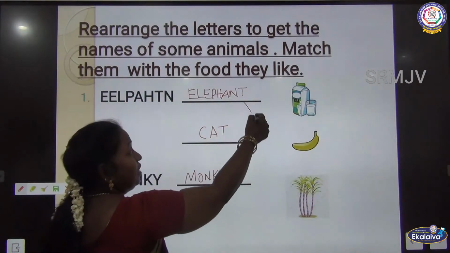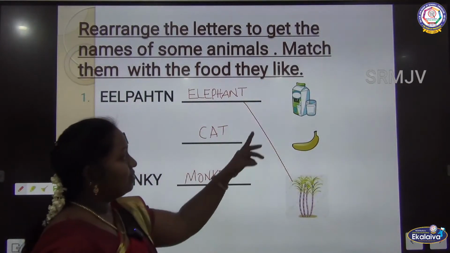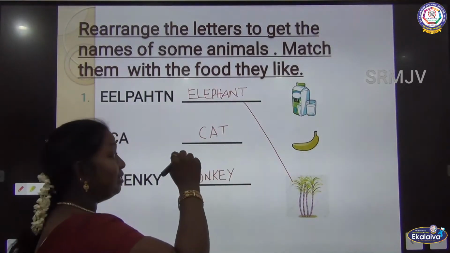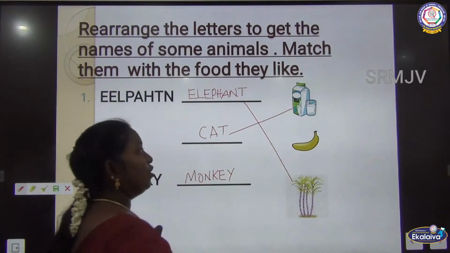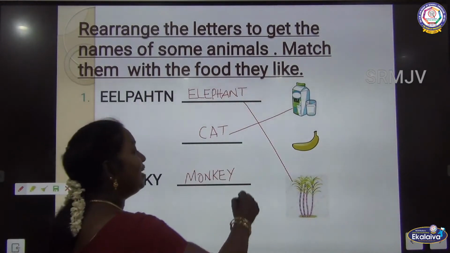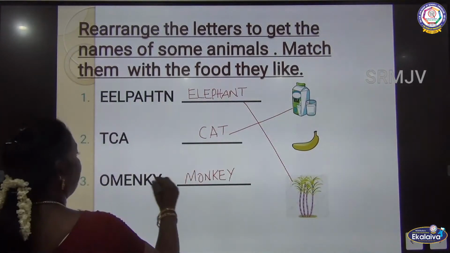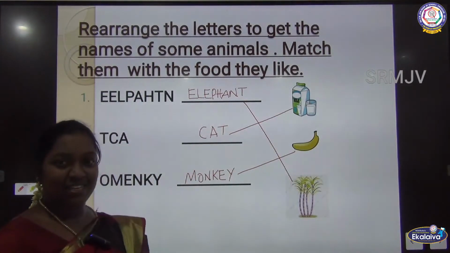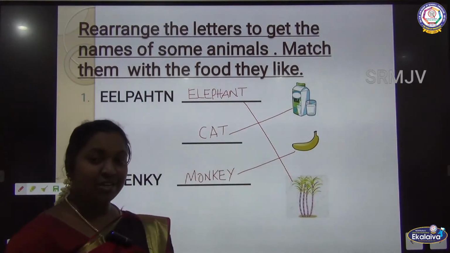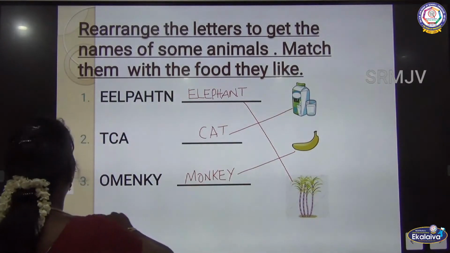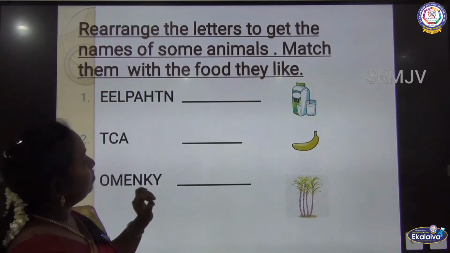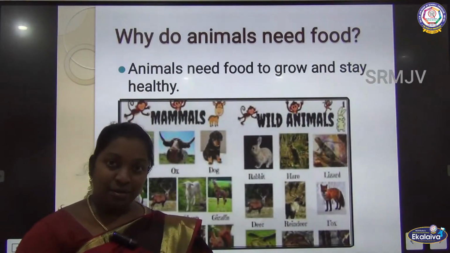So elephant would always like to eat sugar cane. And this is milk and this is banana, the remaining 2 foods. So milk is a beloved food of the cat, isn't it? It would always like to drink milk. Which animal? It is a cat. Then the remaining one, banana, is a favorite food of the monkey. So animals are different, and the food they eat is also different, isn't it, children? So now we are going to learn about the different animals and their food.